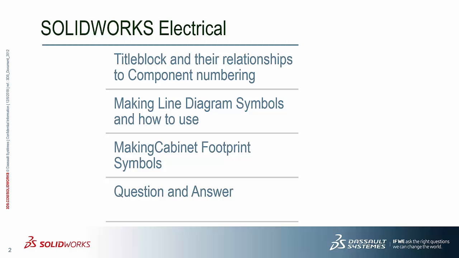So these were the things that they had come up with: either the title block and its relationship to component numbering and how that worked in the software, or making a line diagram symbol and how to use it, what that would be for in the software, or making cabinet footprints, which is basically your 2D cabinet layout, how to make those symbols and then use them in the software.